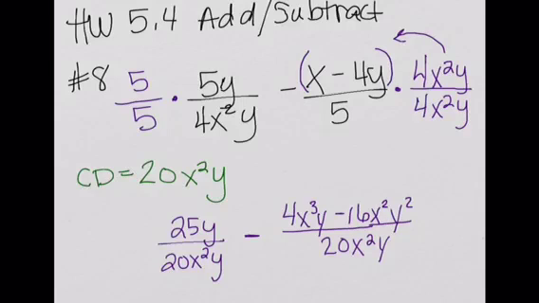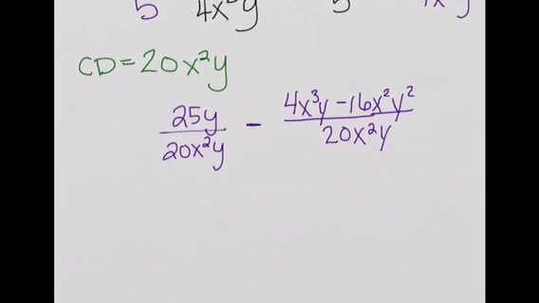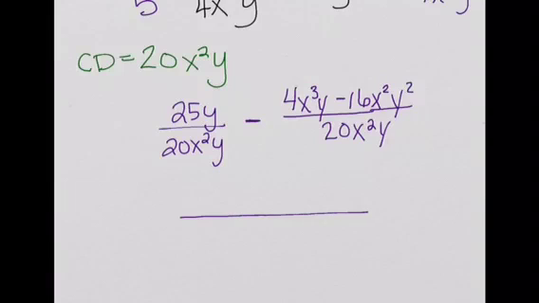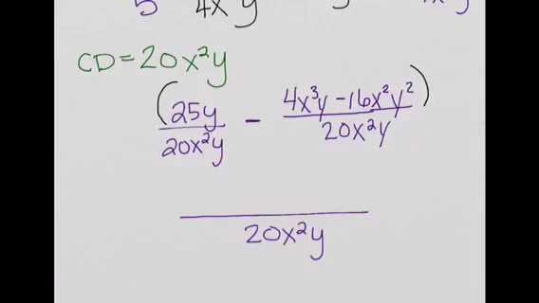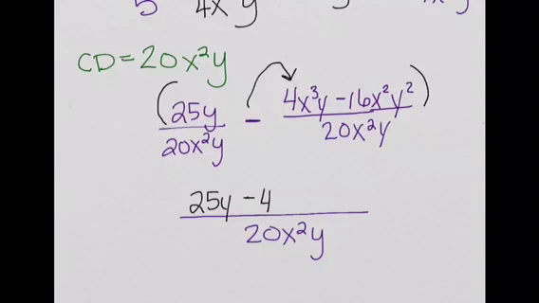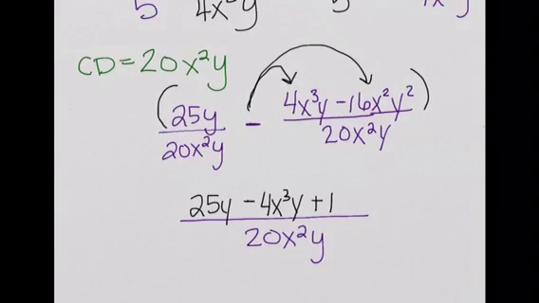Now what I need to do is the next step, and I need to make it into one big fraction. So my denominator stays the same. It's not going to change. And I'm going to put the entire top in one big section. So I'm going to get 25y. And I need to subtract everything in the second fraction. So I will get minus 4x cubed y. And then I will subtract a negative 16, which will make it a positive 16x squared y squared.